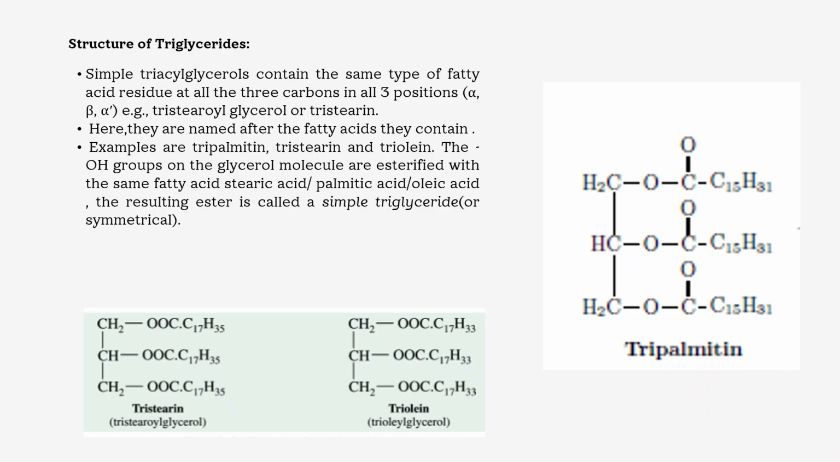Simple triglycerols contain the same type of fatty acid residue in all 3 positions. Example, tristearin, tristearoyl glycerol. Here they are named after the fatty acids they contain. Examples are tripalmitin, tristearin, triolein. The OH groups on the glycerol molecule are esterified with the same fatty acid: stearic acid, palmitic acid, oleic acid. Thus the resulting ester is called a simple triglyceride, or it may also be represented as a symmetrical triglyceride. Here are the structures of tristearin, triolein and tripalmitin.